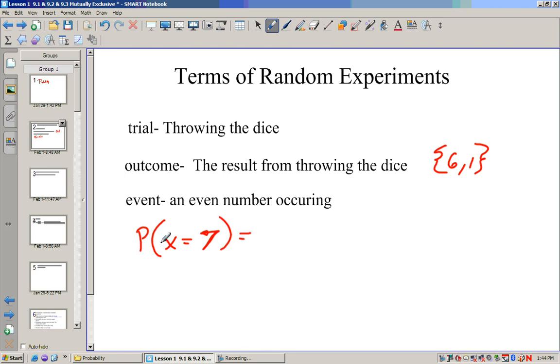So the probability that when I roll 2 dice it equals 7, this x equals 7, that's going to be an event. Or we could say the probability that we roll an even number for a sum. So you can have many different events for a specific trial or outcome.